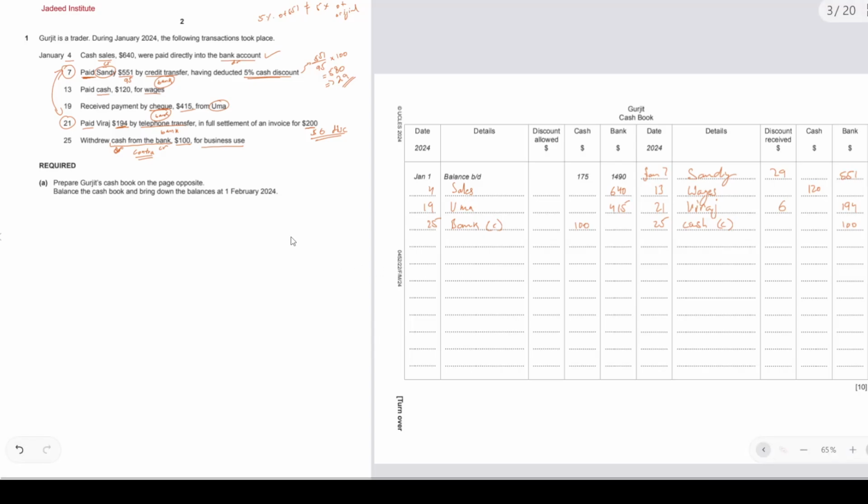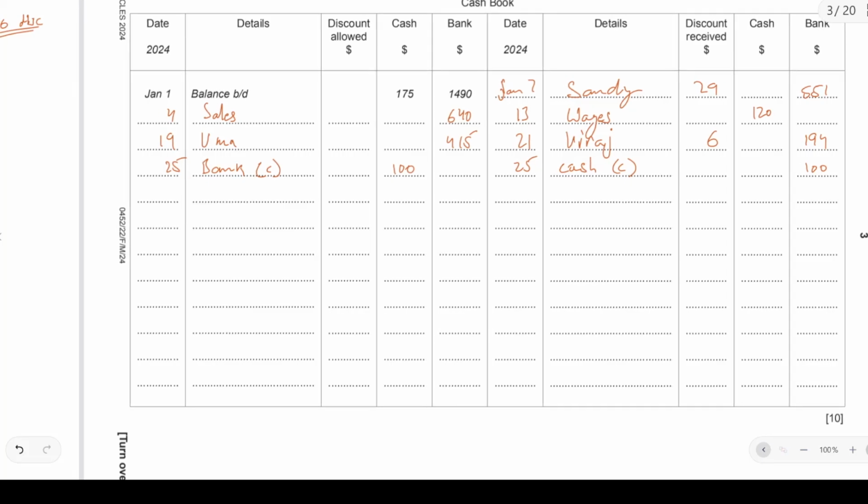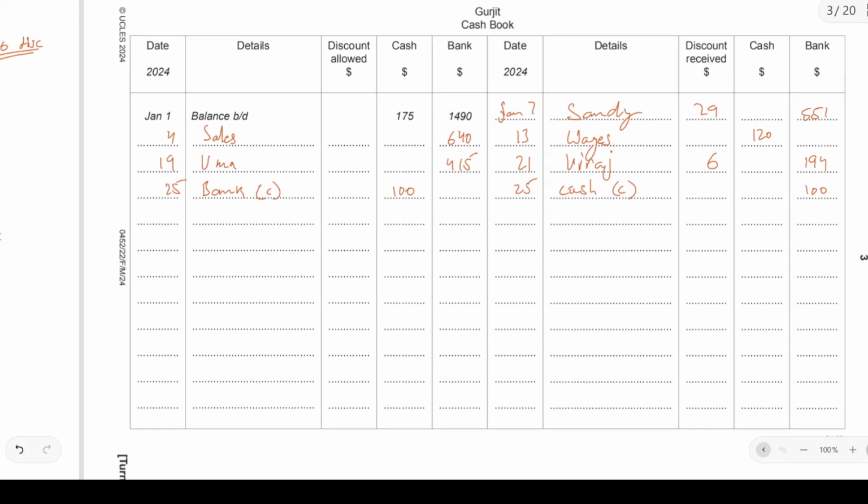They have told us to bring down the balances, and that's basically what you should assume to do in all the cases. Let's add them all up.